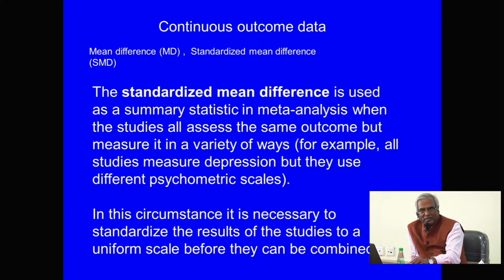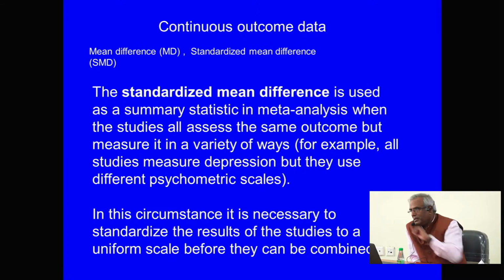The effect, you may use the same scale, like visual analog scale in every study. So there are 5 studies, these 5 people have done. All 5 have used visual analog scale. So then there is no problem. You can just combine, you can find out the mean score in this study, mean score in that, in the 2 arms, then take a difference between the means. So mean difference, and then you take weighted summary of that, which is mean difference, and that will be the summary.